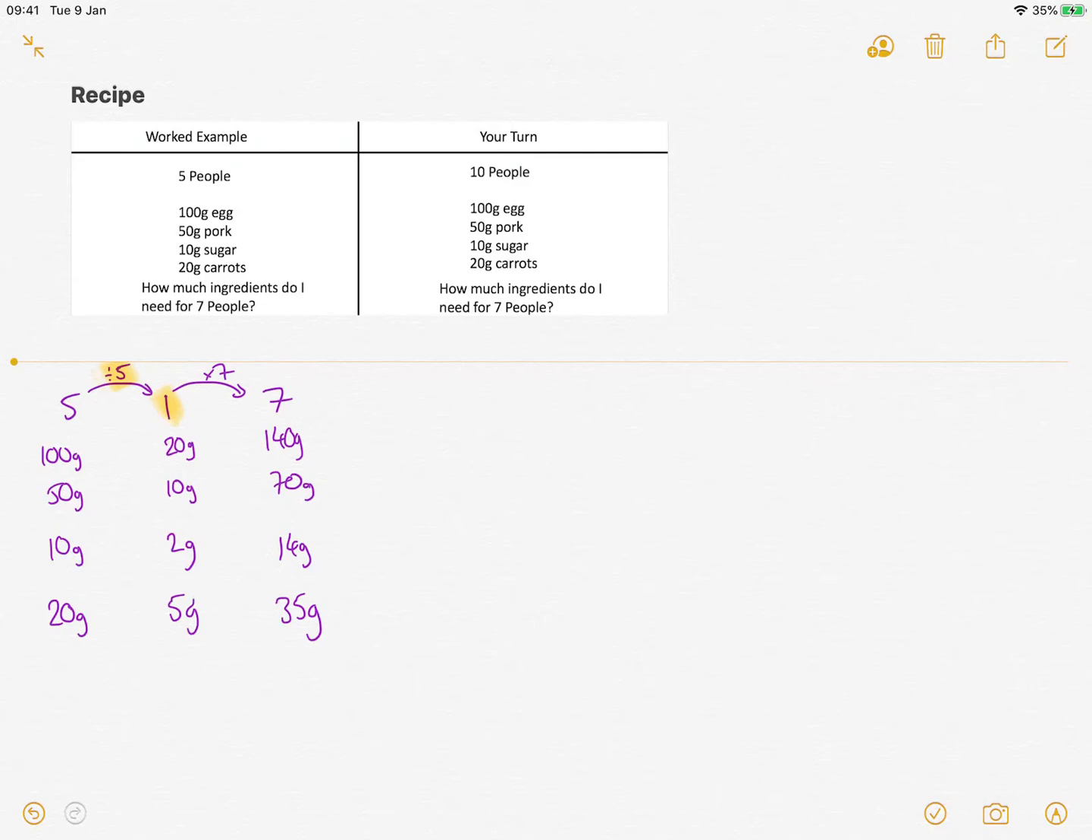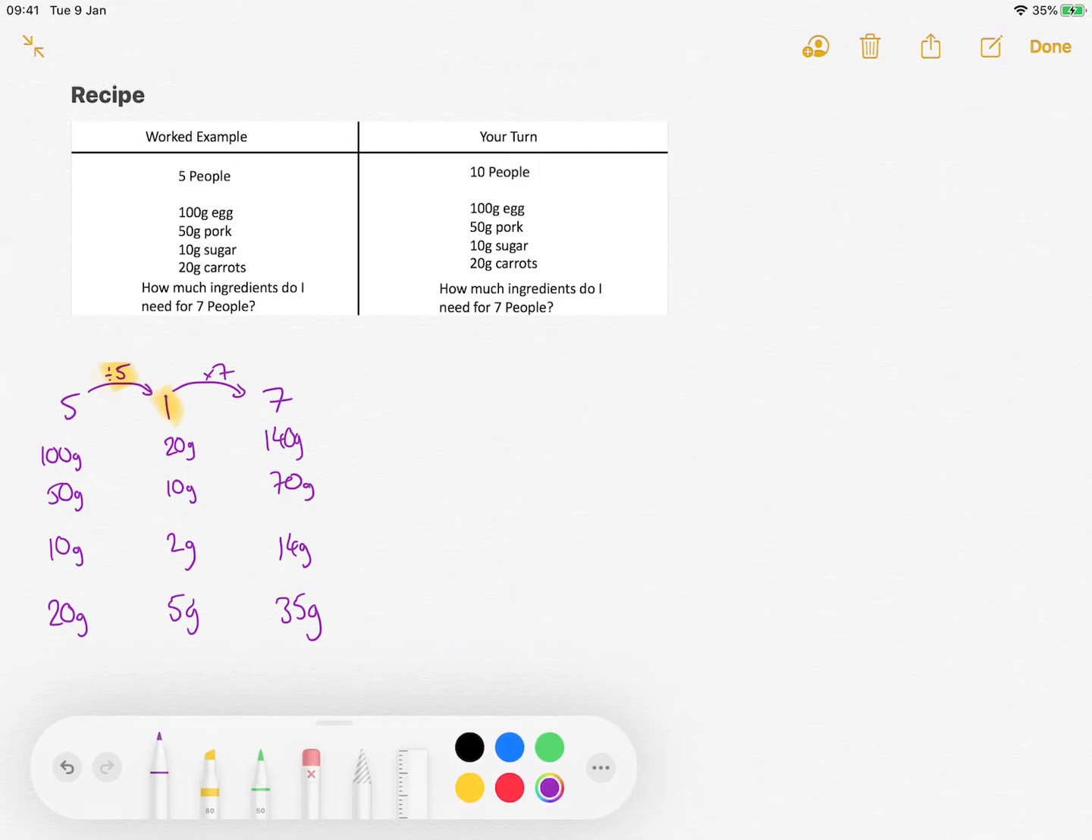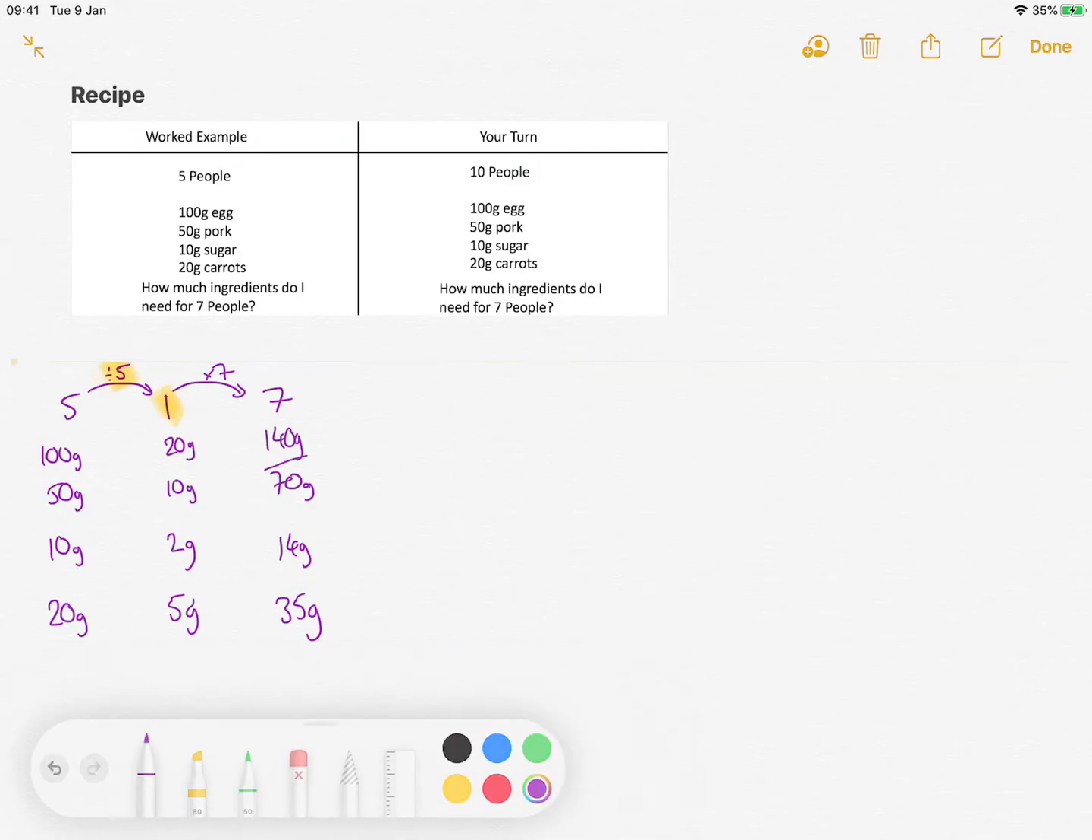And then times it by 7. So there's 2 steps here. Divide by 5 gets me 1 person. Times by 7 gets me to 7 people. And then you can see that all my answers are here. I haven't put eggs and pork and sugar and carrots, but it's obvious what they relate to. Right, have a go at the one on the right. Pause the video, and then I'll go through it now.